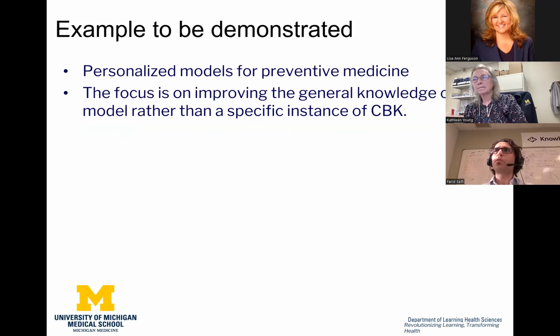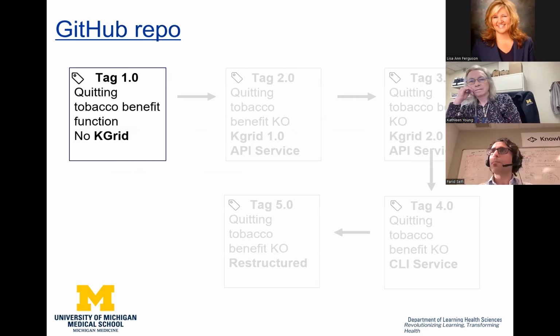For the purpose of this demo, I'm going to use an example of personalized models for preventive medicine, more specifically a tobacco knowledge object that calculates the life year gain by stopping tobacco use. But the focus is on improving the general knowledge object model rather than a specific instance of the CBK. For this demo, I'm going to use a GitHub repository where we have taken snapshots of the life cycle of the knowledge object using GitHub tags.